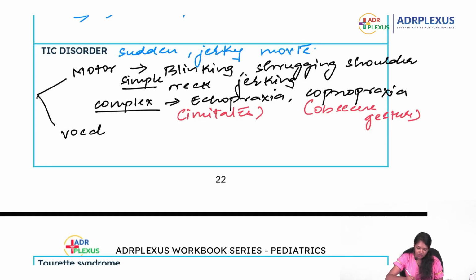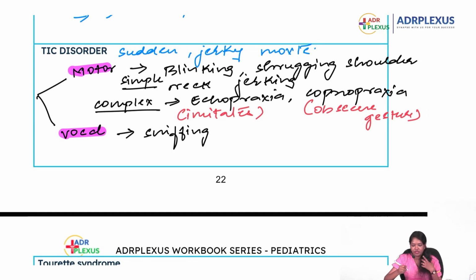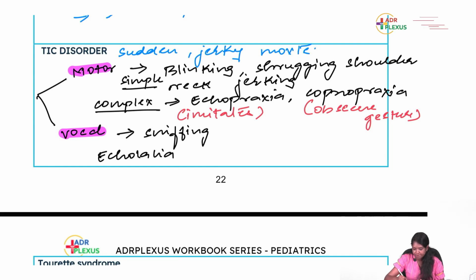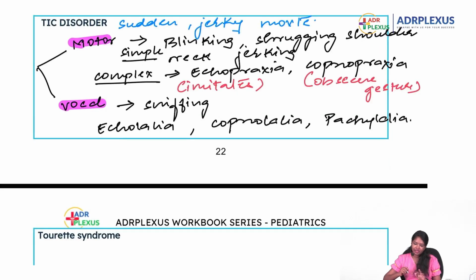Okay. Now coming to vocal tics. So in vocal tics, you will have vocalization. They will have the sniffing movements like this, sniffing. Okay, that is vocal tics. In complex vocal tics, you have echolalia, coprolalia, pachylalia. Echolalia, coprolalia, pachylalia. Echolalia means imitating.